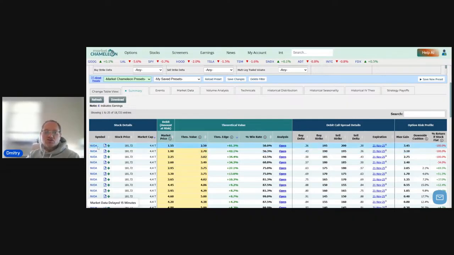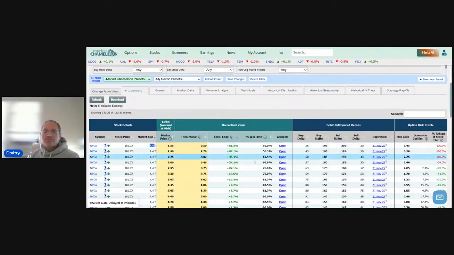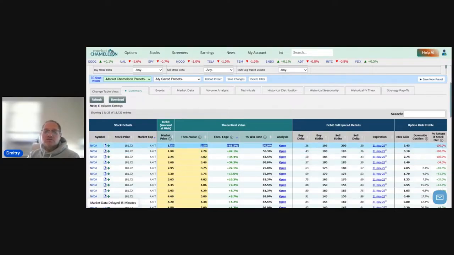So when we go from left to right, we'd identify over here the symbol, stock price, market cap. These are some analytics based on the price and value. These are the call spreads that we're analyzing. So here, this is the November 21st 195, 200 calls. I'm buying the 195 call, selling the 200 call in November 21st. That's a bullish call spread.